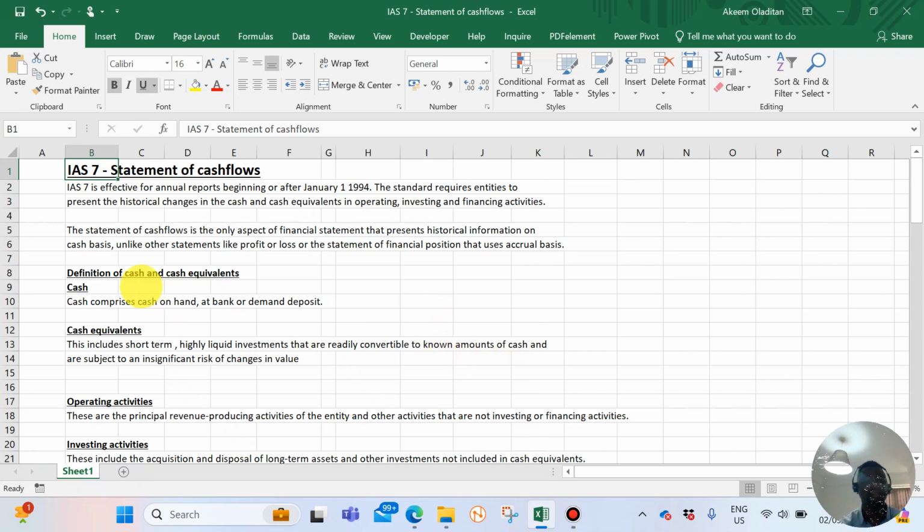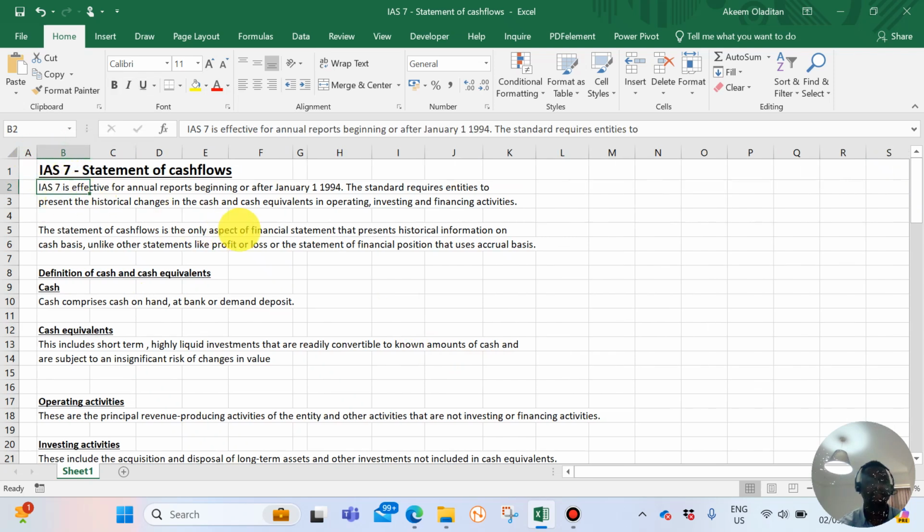Today I'll be discussing IAS 7 statement of cash flow. IAS 7 is effective, I think, January 1, 1994 for statements beginning from that period, and it requires entities to present historical changes in cash and cash equivalents in operating, investing, and financing activities. So, it is one of the statements that focuses on cash as a basis, cash basis of accounting.